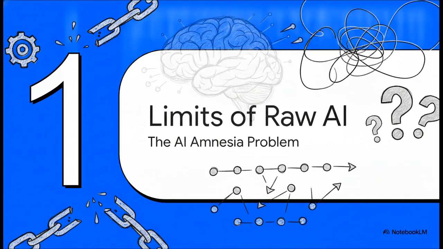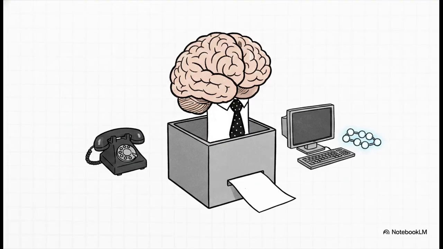Section 1. The limits of raw AI. To really grasp why AI struggles in production, we've got to understand the limits of a raw AI model all by itself. Think of a large language model, whether it's GPT-4, Claude, Gemini, whatever, as an incredibly brilliant consultant. But there's a huge catch. This genius consultant is locked in a room. They have no phone, no computer, no internet connection, and zero memory of your last meeting. Sure, they can answer any question brilliantly, but they can only use the information written on the little piece of paper you just slid under the door.